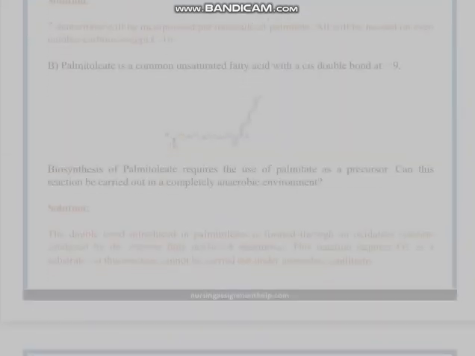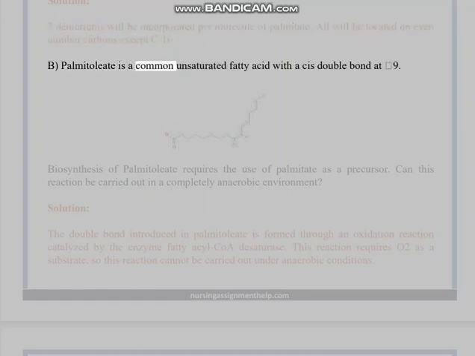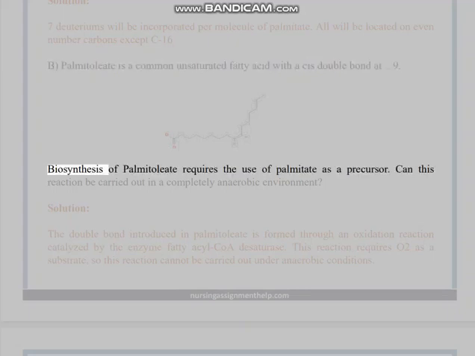Solution: 7 deuteriums will be incorporated per molecule of palmitate. All will be located on even number carbons except C16b. Palmitoleate is a common unsaturated fatty acid with a cis double bond at 9. Biosynthesis of palmitoleate requires the use of palmitate as a precursor.